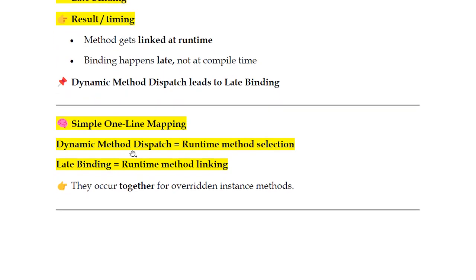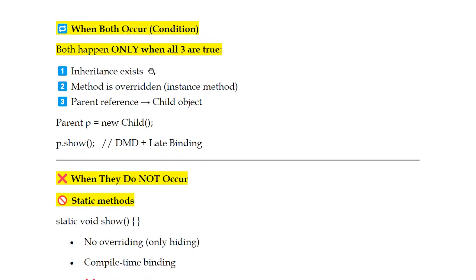So in simple one line, dynamic method dispatch means runtime method selection. This is called the runtime method selection process. Runtime only, the method will be selected. So late binding, or we can call it runtime method linking. They occur together for overridden instance methods, that is the child class methods. It happens only when all three conditions are true.